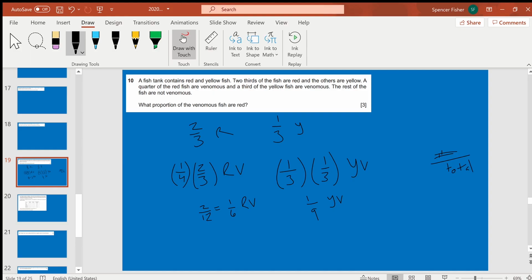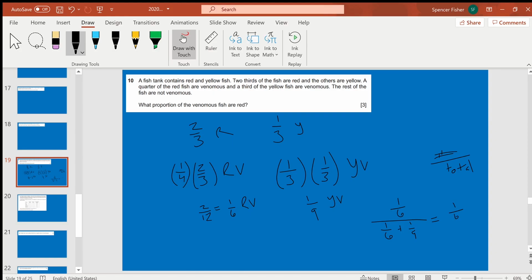Now the number that we can figure out is 1/6, because we know 1/6 of the fish are red and venomous, and the total number of fish that are venomous are going to be 1/6 of the red fish and 1/9 of the yellow fish. So then it's just a matter of simplifying the fraction.